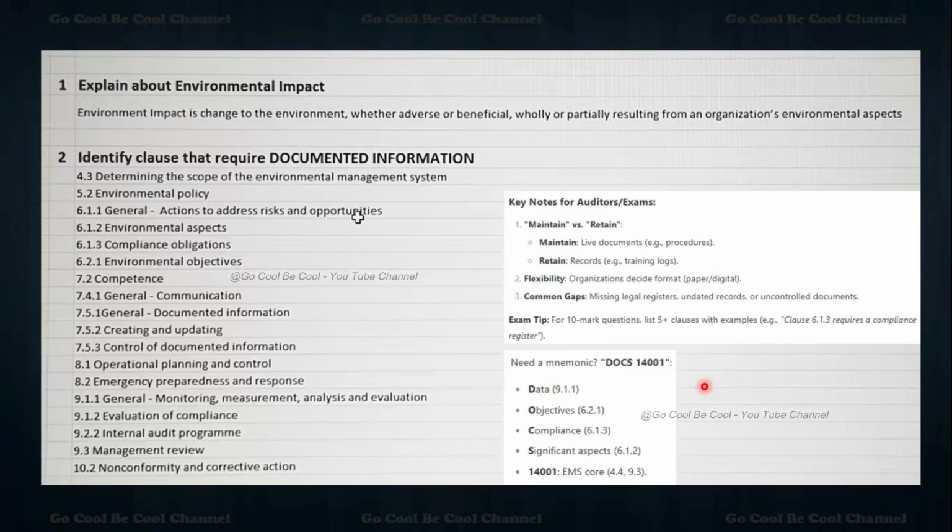So there is DOCS. What does it talk about? DOCS is Data 9.1.1, we need to have it. Objective is 6.2.1. See, these are all the classes. Generally you can take it up as a printout, or you can write it in your notes.